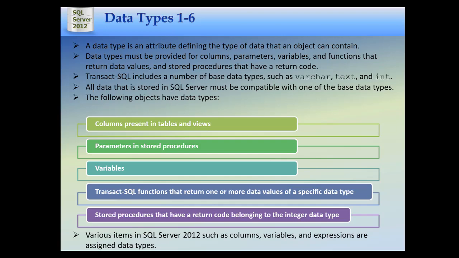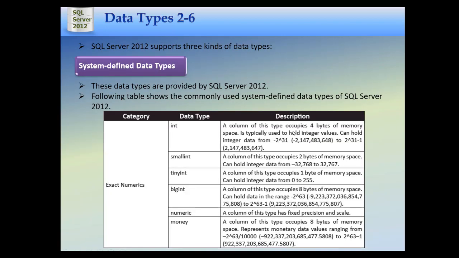And let's look at the data types which are supported in SQL Server. So we have the system-defined data types. So these data types are provided by SQL Server 2012, and the following table shows the commonly used system-defined data types of SQL Server. So we have the category, then the data types, then the description. So we are going to look at numeric, that is they store values in them. So the first category is exact numerics. So we have integers. So a column of this type occupies 4 bytes of memory space.